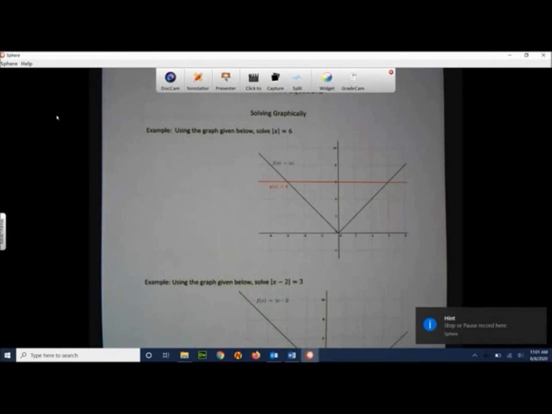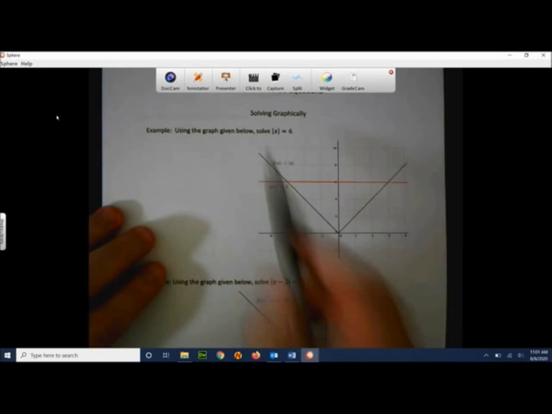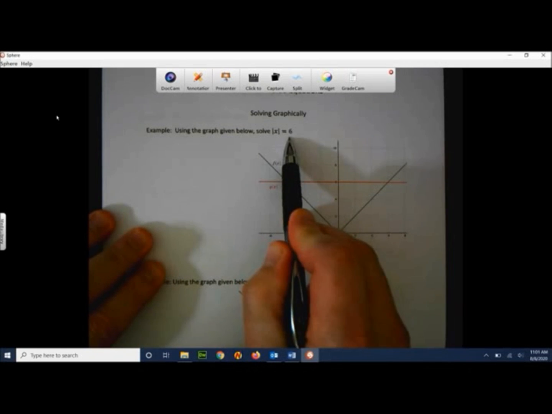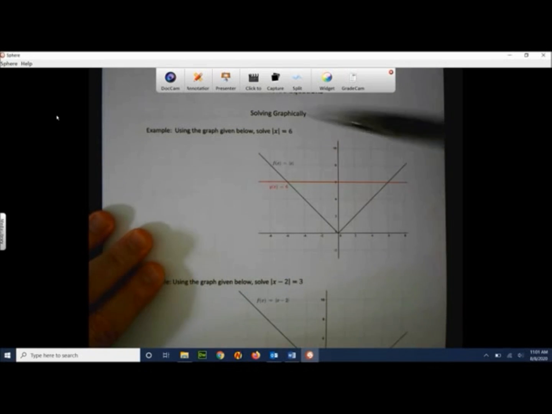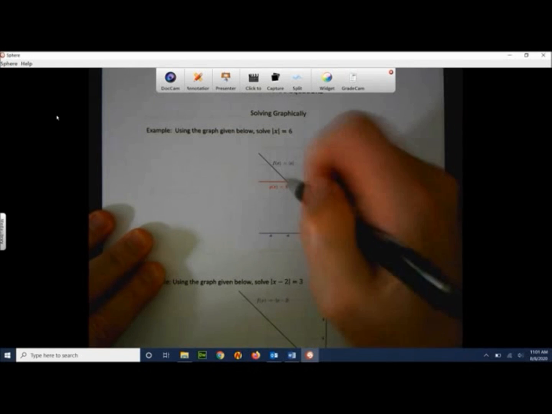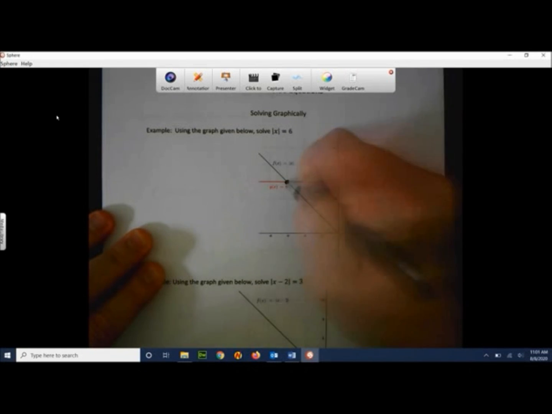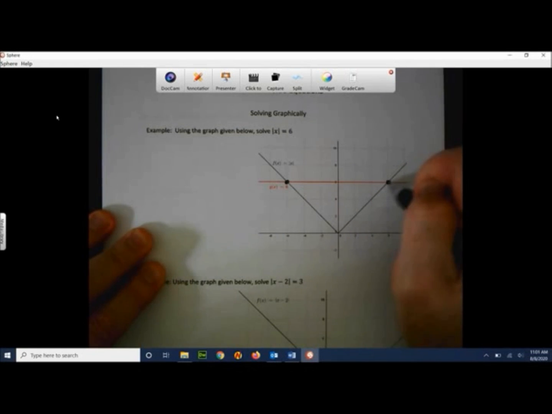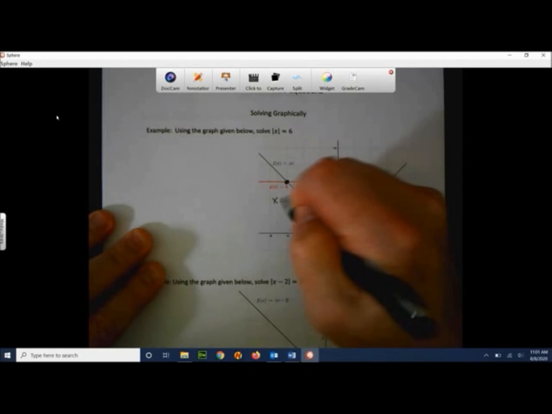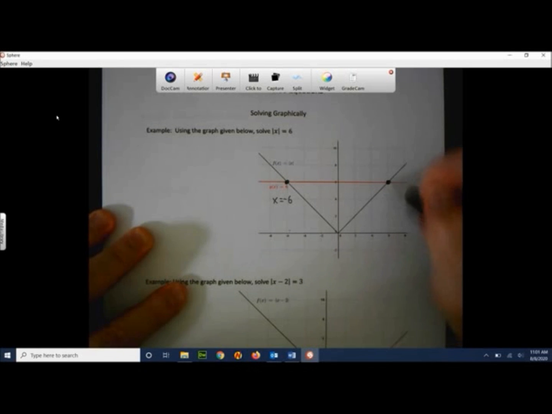In this section, we're going to talk about solving absolute value equations. First, let's talk about solving graphically. Solve absolute value of x equals 6. Well, I used Desmos and I graphed absolute value of x, looks like that, and I graphed 6, looks like that. And you can see they're equal in two places. They cross right there, and they cross right there. So our answers are, this one has x equals negative 6, and this one would be x equals positive 6.